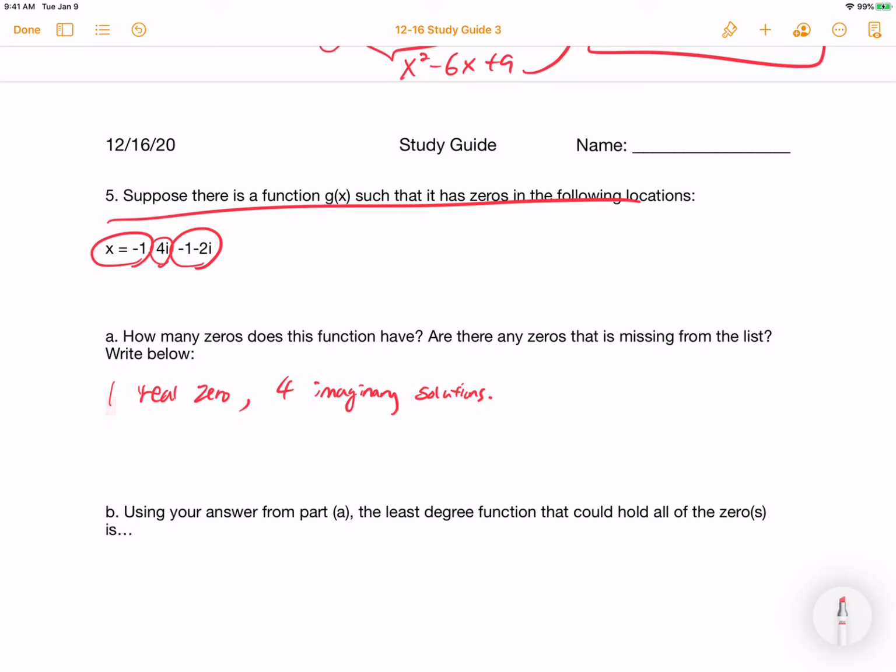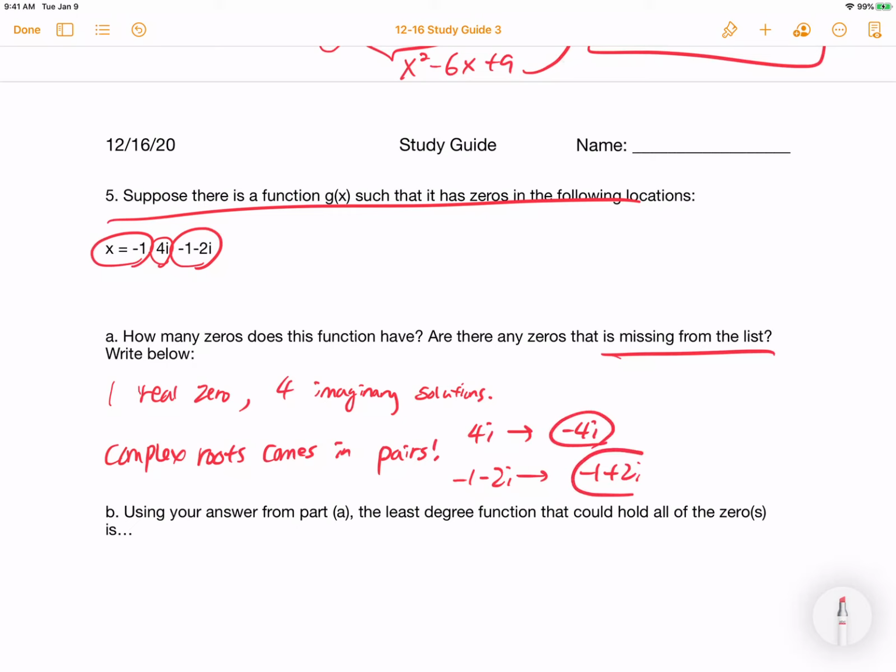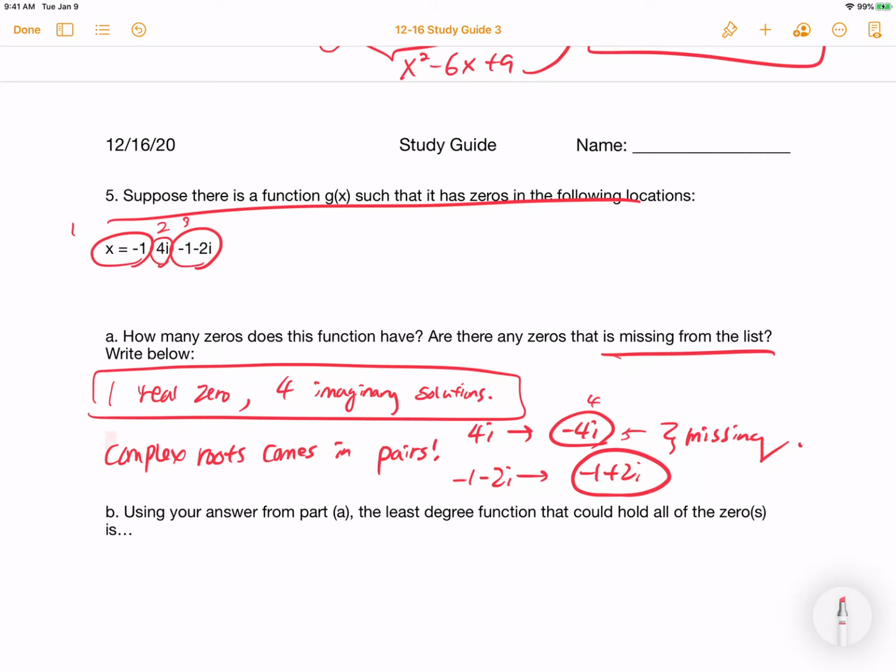All right, so are there any zeros that are missing from the list? Well, absolutely, because remember, complex roots come in pairs, which means the 4i, the negative 4i is missing, and for negative 1 minus 2i, the negative 1 plus 2i is missing. So these two are the ones that are missing. And you want to count 1, 2, 3, 4, 5 in total. Therefore, it matches the total sum of the real plus imaginary roots.